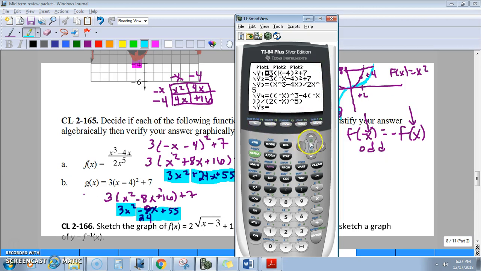Now, the cool thing was I went back and checked my answer on the first one to make sure it was even. So in y3, I have x cubed minus 4x divided by 2x to the fifth power. And in y4, I have negative x cubed, in parentheses, minus 4 times negative x divided by 2 times negative x to the fifth power, and I graphed. And as you can see, there's the first one.